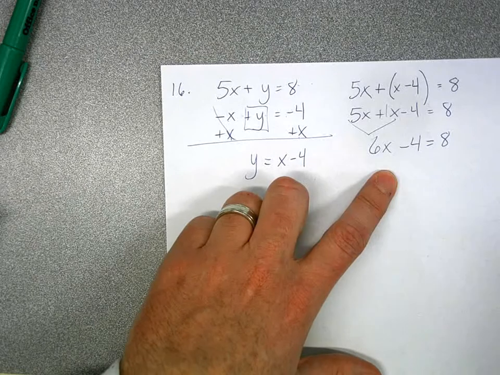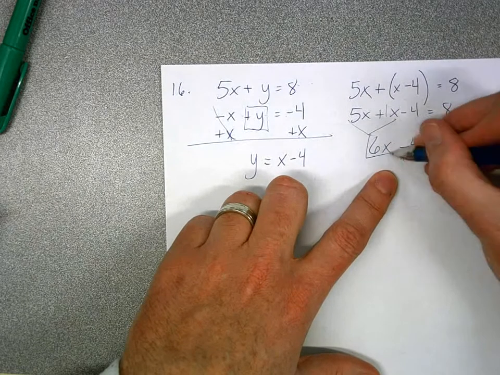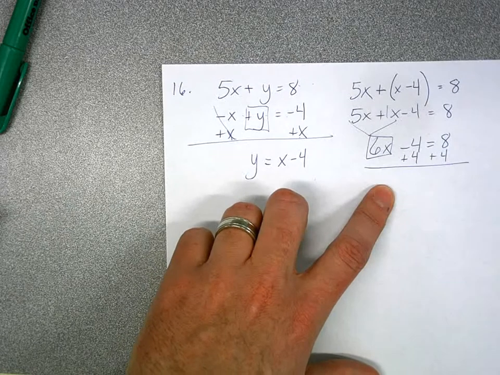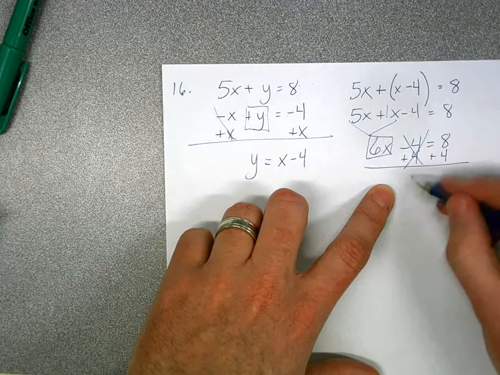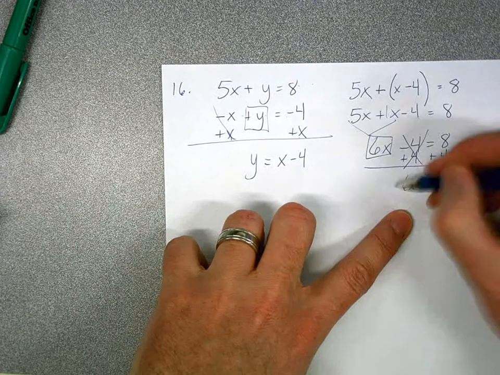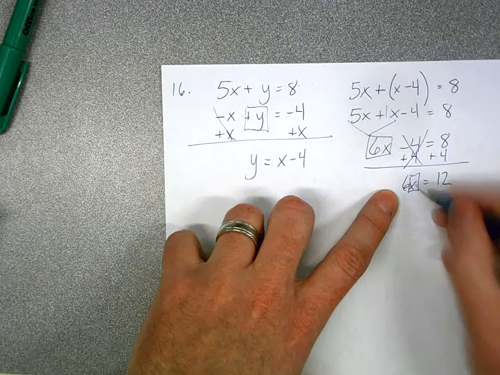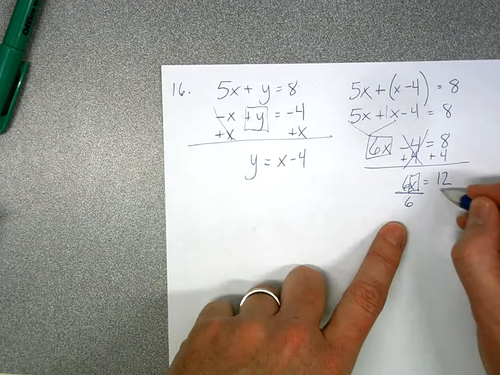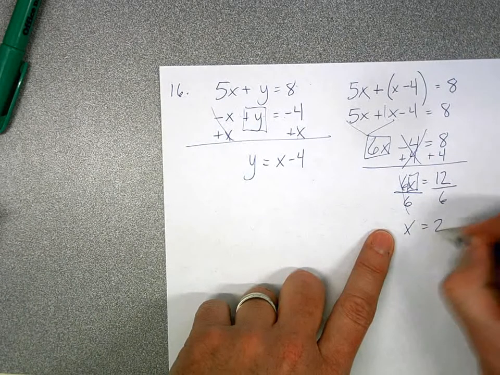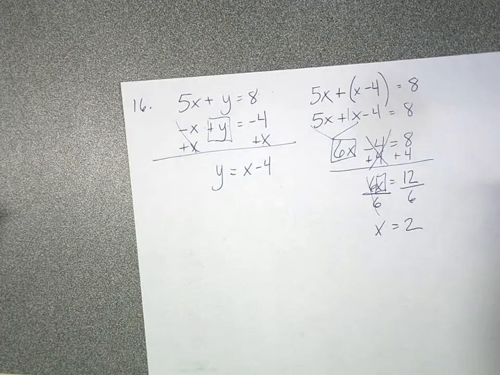It's like having a two-step equation. I'm going to add 4 to both sides. When those cancel, I end up with 6x equals 12. And that's a one-step equation. X is being multiplied by 6, so I'm going to divide by 6 here and here to get x is equal to 2. There's our first one.